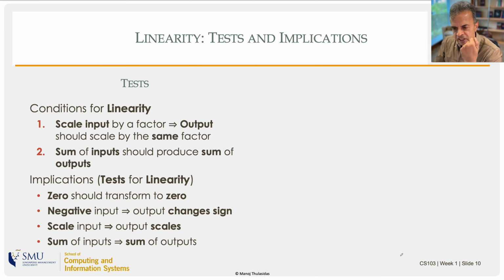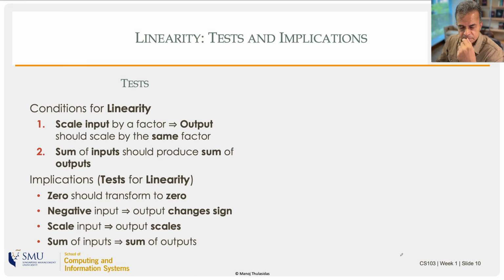So that is the first thing that you would do if I ask you to test something. You just put 0 everywhere, very easy. If the output is not 0, then immediately you can say that it's not linear, you don't have to do any more tests. The second thing you might want to do is to take the negative input.